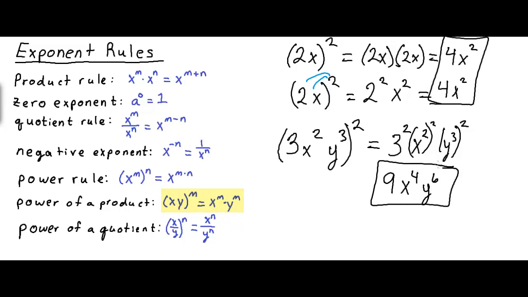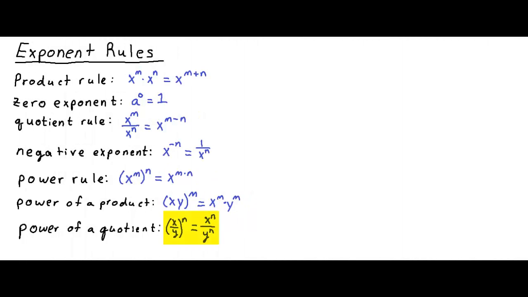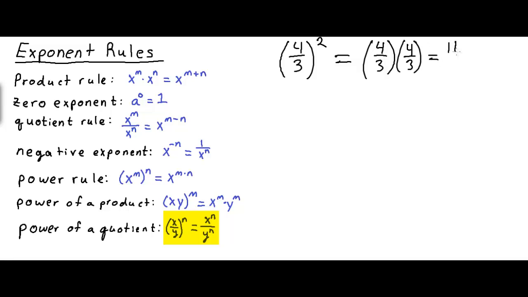So there's that answer. All right, the last rule that we're going to talk about is the power of a quotient rule. It's similar to the power of a product rule because, in essence, what we're doing is distributing out that exponent. So let's look at a simplified problem first. We have 4/3 quantity squared. Again, if we think of this in normal terms, we have 4/3 times 4/3. When we're multiplying fractions, we multiply straight across. So 4 times 4 is 16. 3 times 3 is 9.